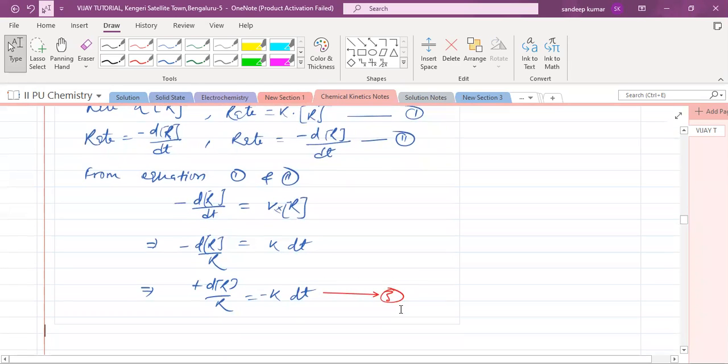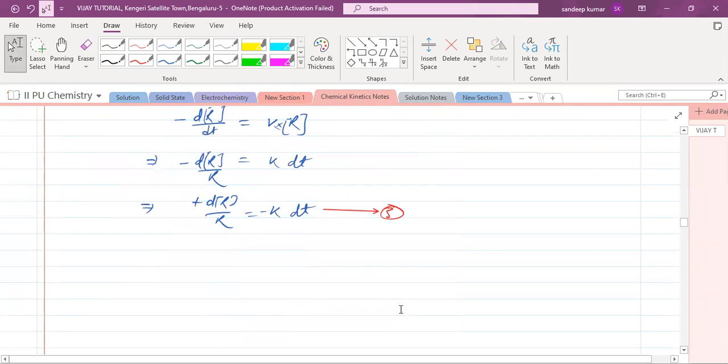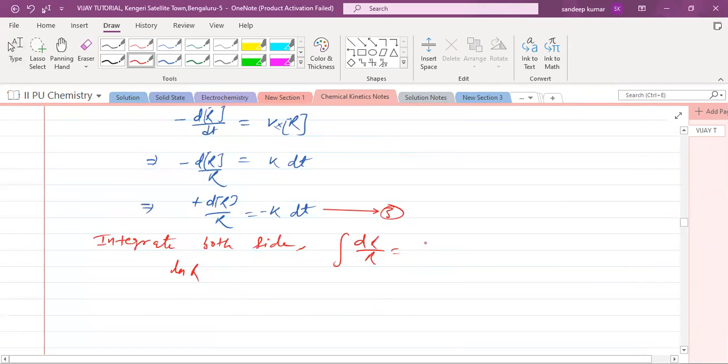Now integrate both sides. What is the integration of 1 by R dR? It is ln R. Integrating both sides means: integration of dR by R is equal to integration of minus K into dt.